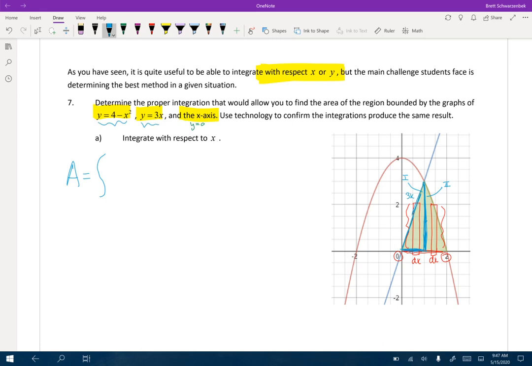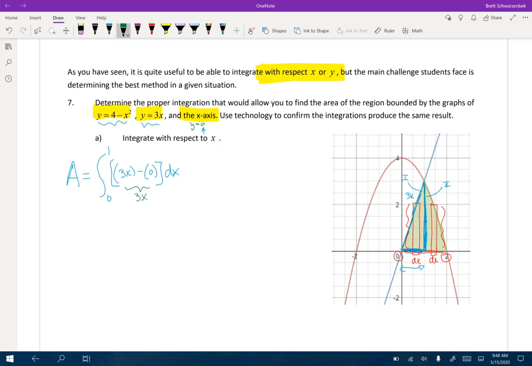And what's the lower equation? Well, what is it actually going to? It's going to the x-axis. Well, what's the equation of the x-axis? It's y equals 0. So what am I doing? I'm doing 3x minus 0 dx, and I'm going from 0 to 1. Now you might look at this and go, well, wait a second, isn't this just 3x? It is.